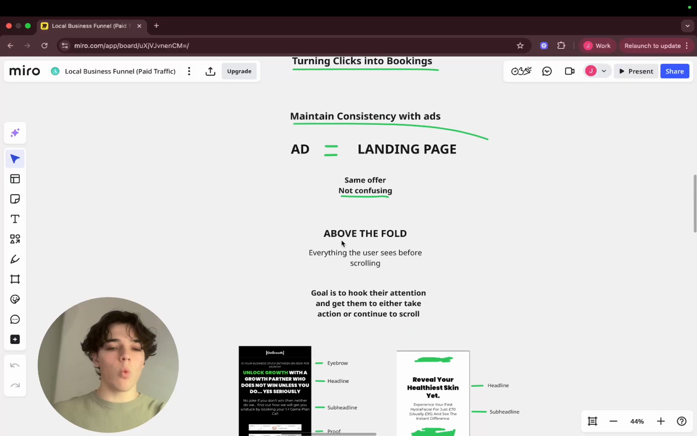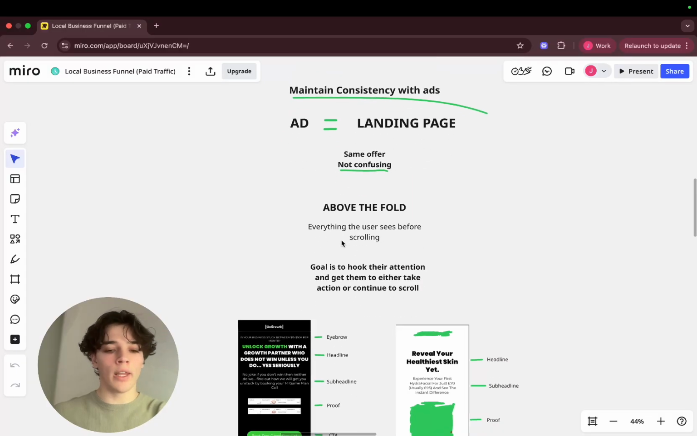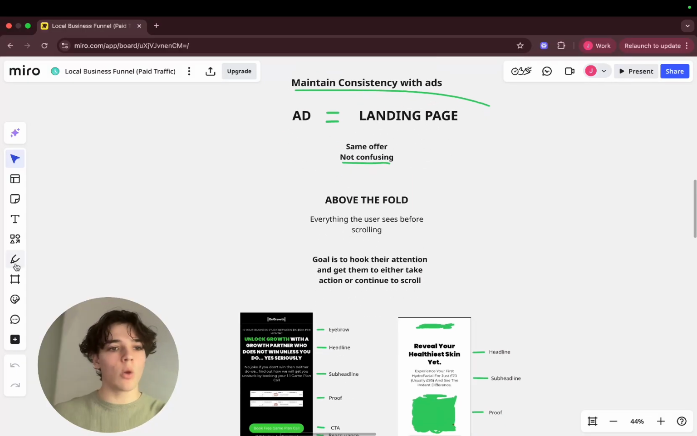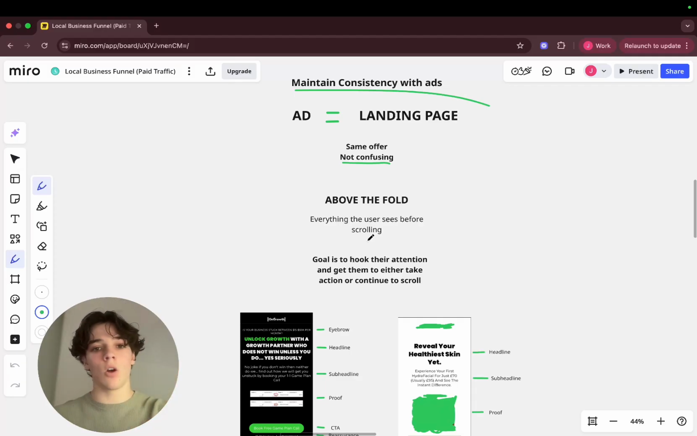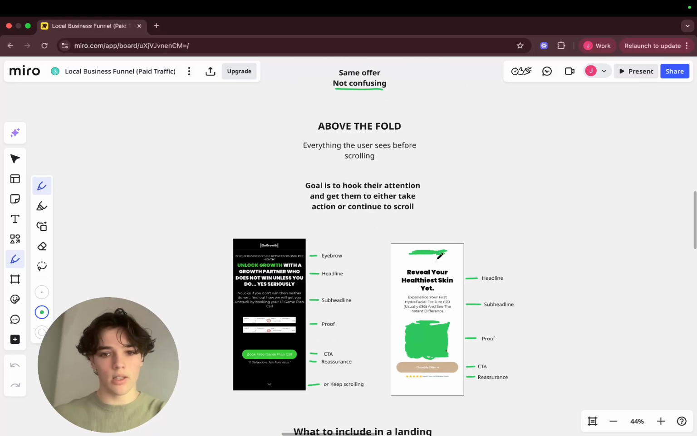And one of the most important things on your landing page is above the fold, which is basically everything that the user sees before doing anything on the site. So before scrolling, before anything. For example, these two here: this is my landing page, and this is a client's landing page. Before you even scroll, this is what you see. And your goal is to hook their attention and get them to either take action right then and there or continue to scroll.